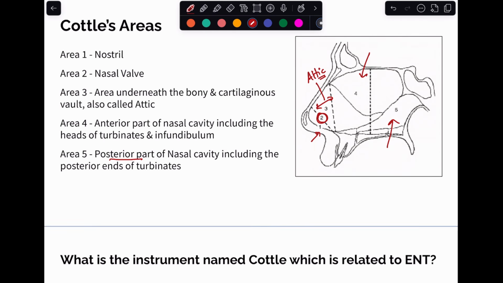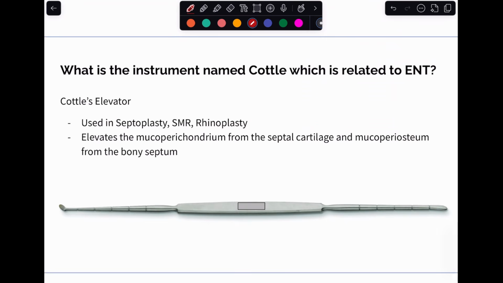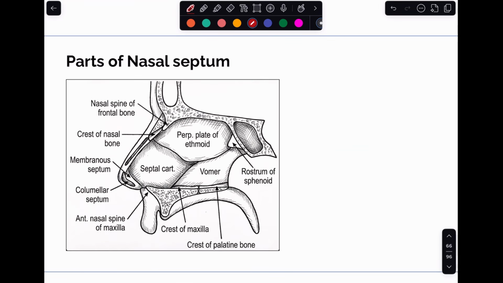Lastly, there's one more thing that you need to know. What is the instrument that you know that has the name Cottle in it? And that is Cottle's elevator. And Cottle's elevator is very commonly used in septoplasty, SMR, and rhinoplasty. And what is the purpose of it? We elevate the mucoperichondrium from the septal cartilage and the mucoperiosteum from the bony part of the septum using the Cottle's elevator. So that's about the different questions that can be asked related to deviated nasal septum.